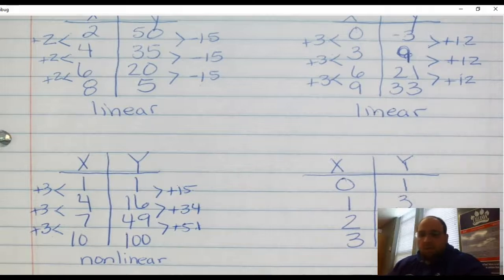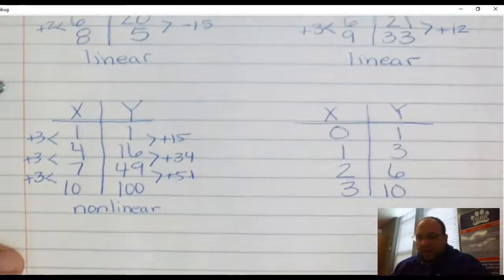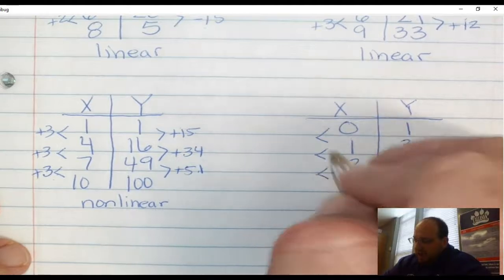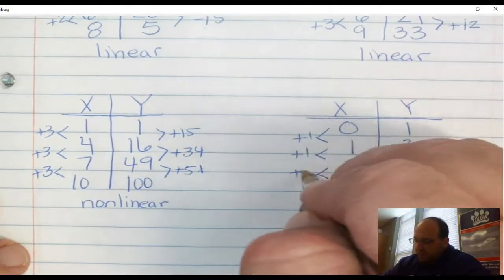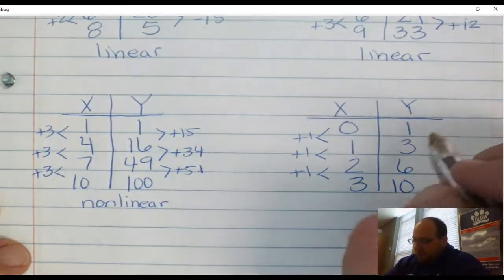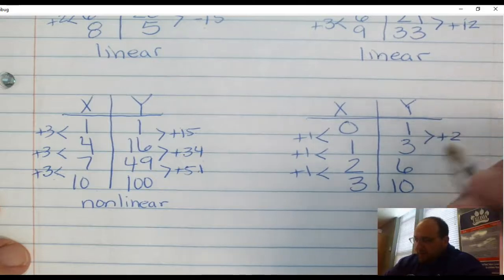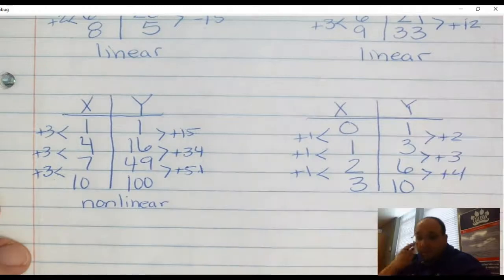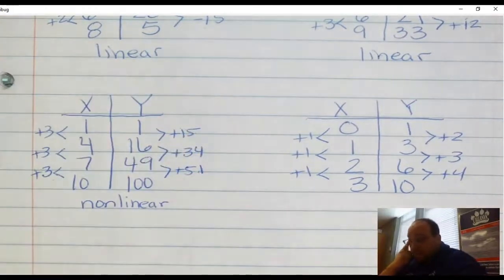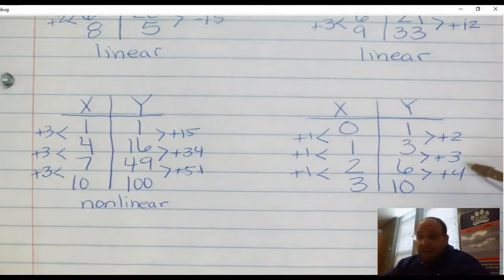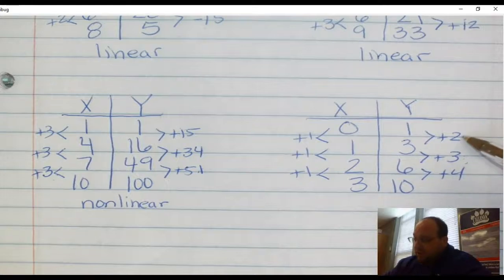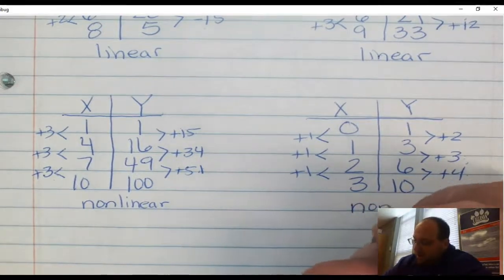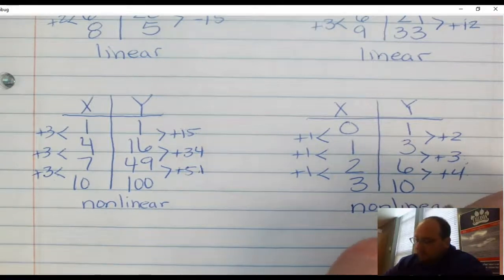One other example that is nonlinear is this one right here. Again, you can see here that this constant over here went up by 1 each time. Over here, we went from 1 to 3, which is a +2. From 3 to 6 is a +3. From 6 to 10 is a +4. Even though the +1 was constant, over here these were not constant. They changed. It was 2 one time, 3 one time, and 4 one time. As a result, this would be a nonlinear equation.